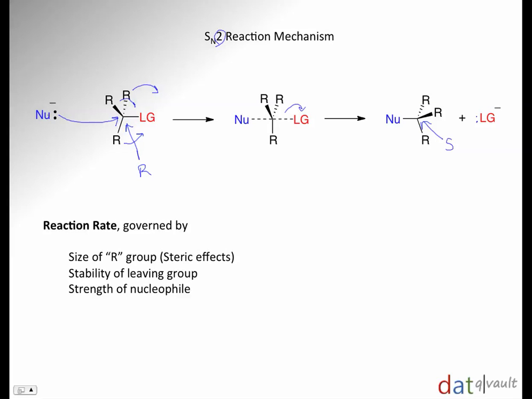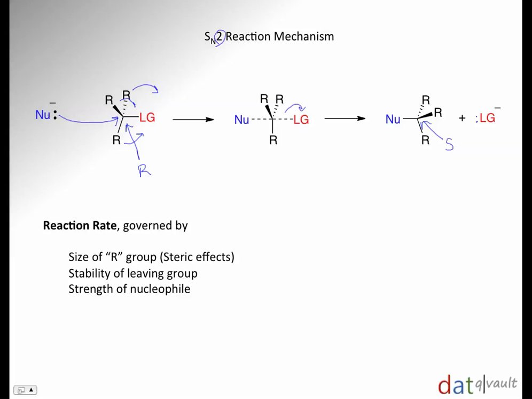The reaction rate of an SN2 reaction is governed by three major things. The first thing is the size of the R group, which is directly correlated to steric effects. The larger these R groups are on the carbon, the slower the reaction is going to be, which mainly means that the nucleophile is going to have a harder time getting into this carbon center to actually push away the leaving group if these R groups are larger.